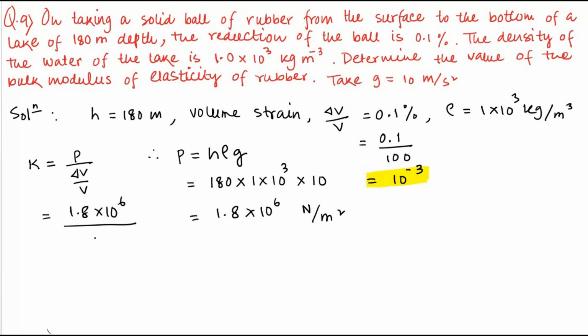So we have delta V upon V, which is 10 to the power minus 3 here. Now just substitute the value of this here. So now the final answer will be 1.8 into 10 to the power 6, this would be plus 3. That means this is 1.8 into 10 to the power 9 Newton per meter square. This is our answer. So the bulk modulus of elasticity of rubber is 1.8 into 10 to the power 9 Newton per meter square.